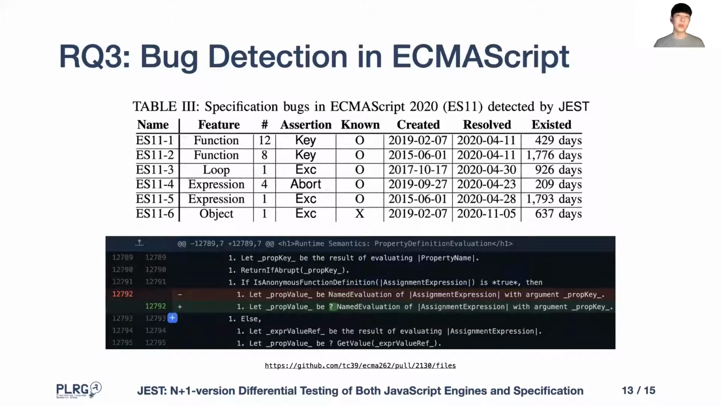Moreover, JEST also successfully detected 27 specification bugs in ES11. Most of them were already reported and fixed by other contributors in the official ECMAScript repository. However, one specification bug related to the semantics of property definitions was never reported before. Thus, we fixed and reported this bug like this, and it is confirmed by TC39.